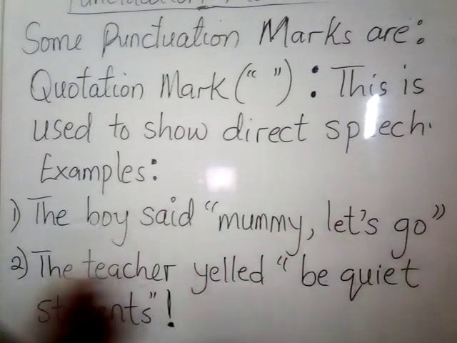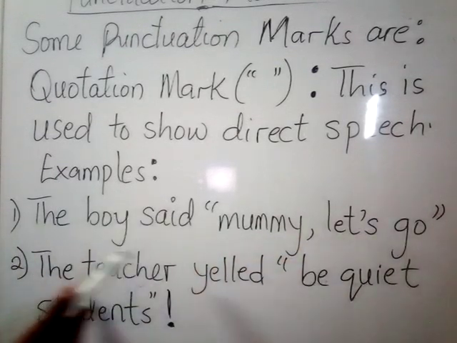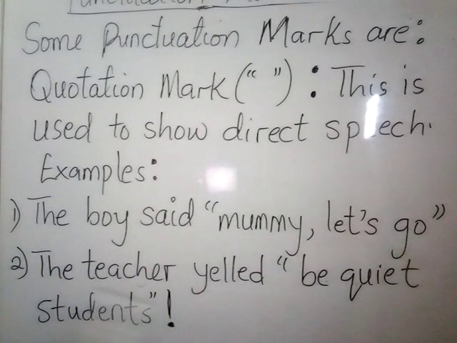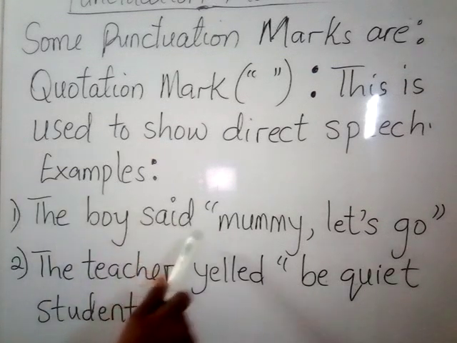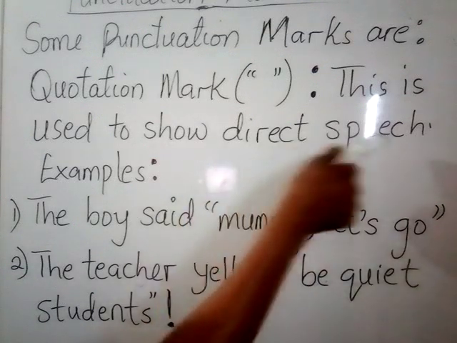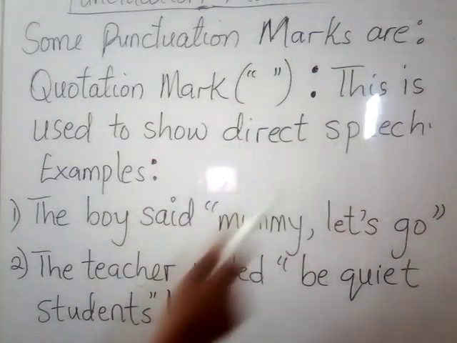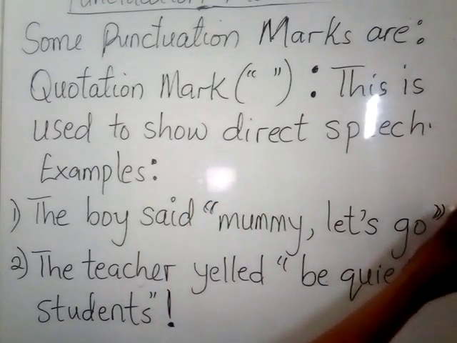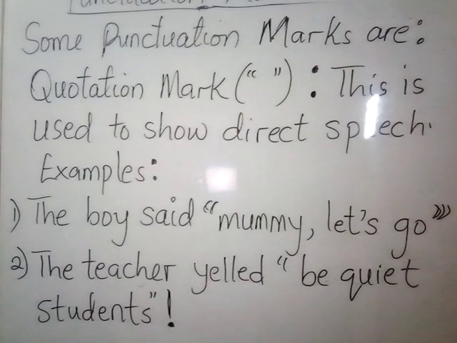Now, "Mommy, let's go." These are the exact words of the boy. Now, somebody else is reporting this thing that the boy said and is using exactly the words that the boy said. He didn't say the boy told the mommy that they should go. No, he just said the boy said, "Mommy, let's go." So the exact words of the boy is what we call direct speech. And you can see the quotation marks here. So whenever you see these quotation marks, it means the exact words of the speaker are being used when someone is reporting what the person said.